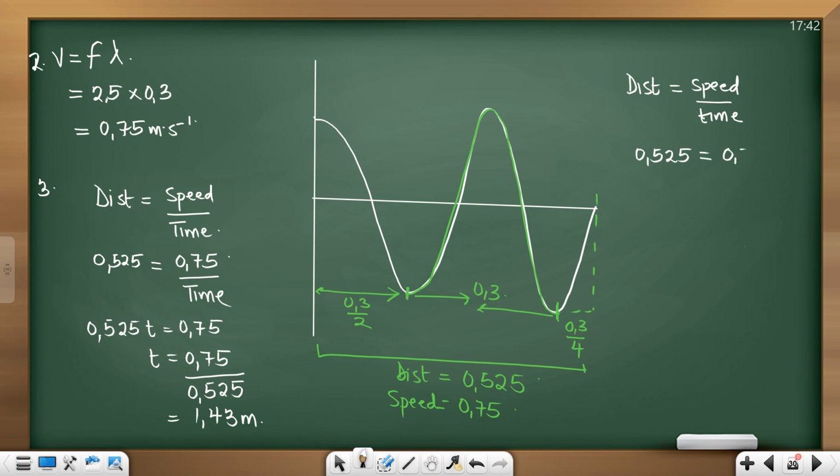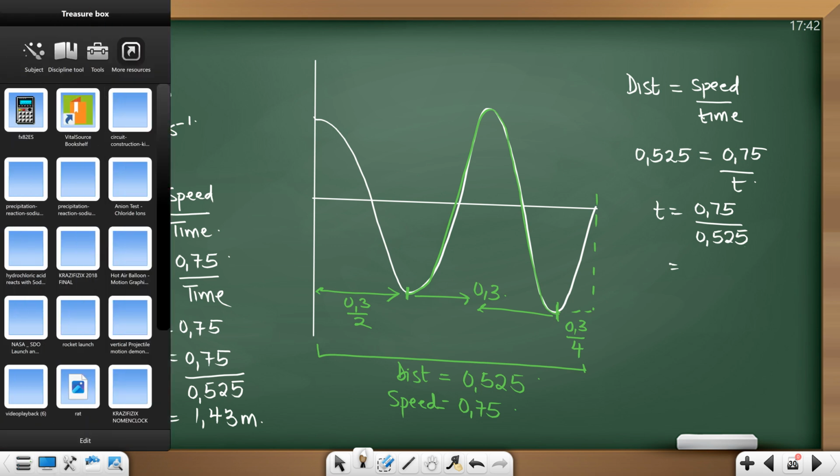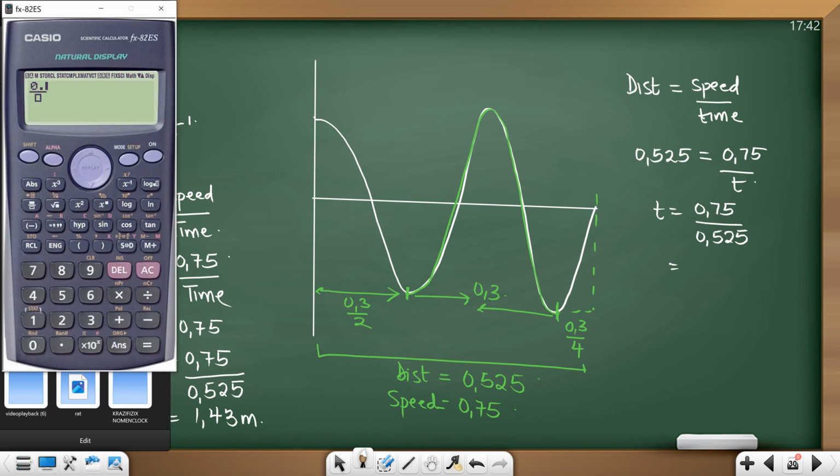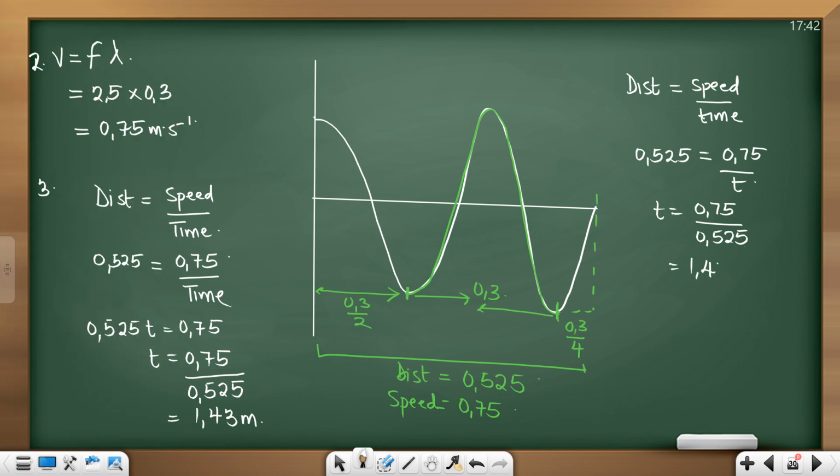What is my speed? 0,75 over t. So t, therefore, after cross multiplying, like I explained, and dividing, all right, get a calculator again to confirm. 0,75 divided by 0,525, 10 over 7, 1,43. Do you agree with me for now? It's time. Why am I saying that? Is my step making sense? Do we agree?